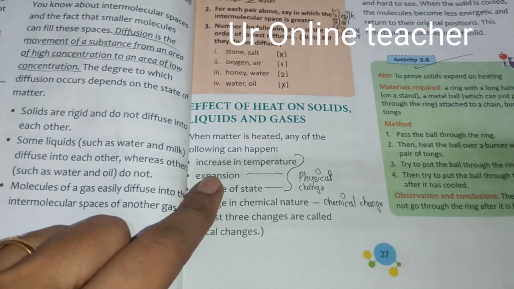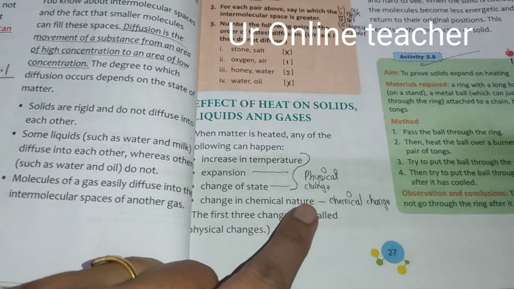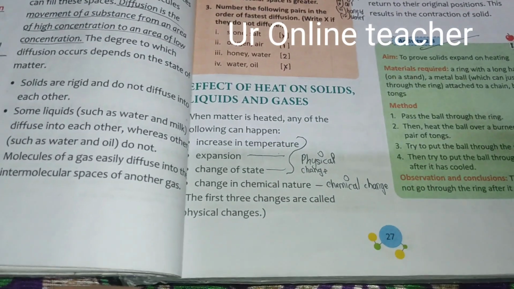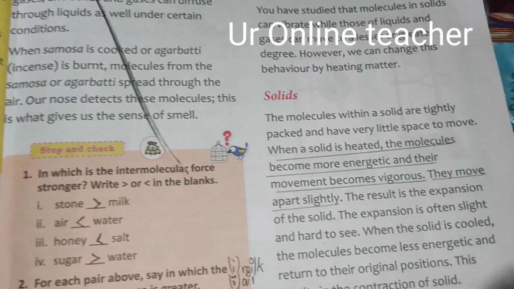The first three, increase in temperature, expansion, change of state, these are all physical changes we can see. And change in chemical nature is a chemical change. Then how it expands we can see in solids, liquids and gases.